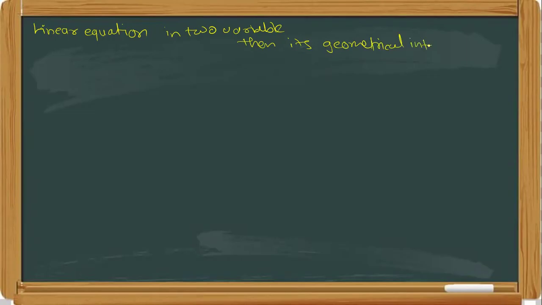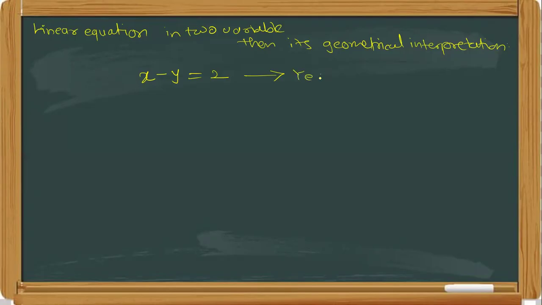Yesterday we saw linear equations in two variables. Then its geometrical interpretation. Okay, tell me for this equation x minus y equals 2, is it a linear equation in two variables?